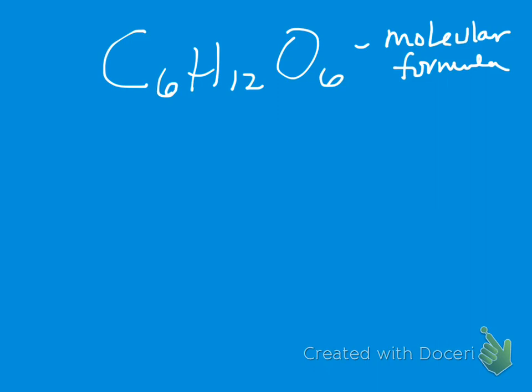The empirical formula for glucose would be what? It's the simplest whole number ratio. If you simplify that down all the way, CH2O. Now, an empirical formula has the symbols. It's still a type of chemical formula.